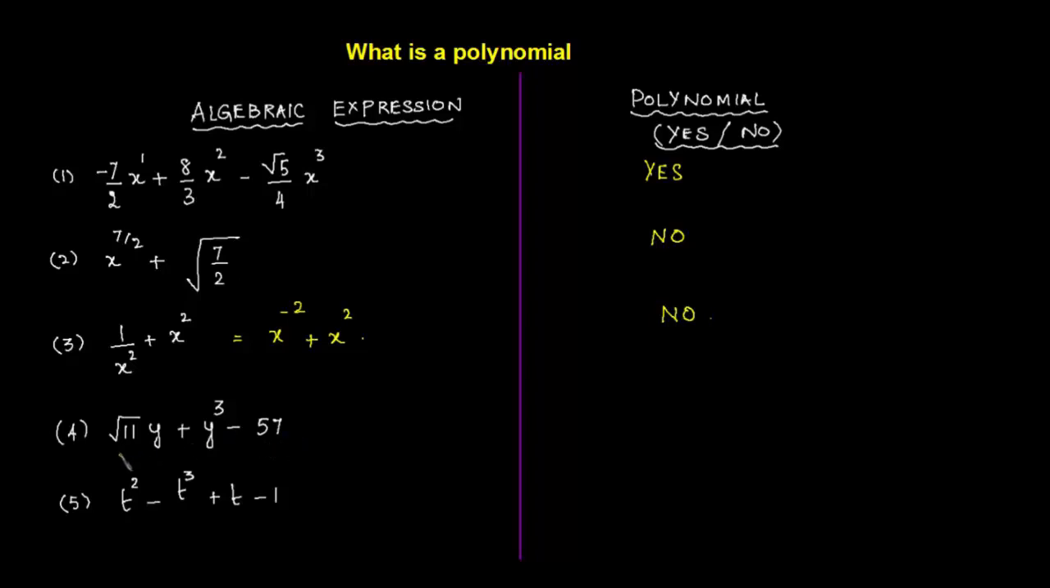Now look at this expression. It is root 11 into y plus y cube minus 57. The first term is root 11 multiplied by y and y has been raised to the power 1. Here the power of y is 3 and here you do not have the variable y at all. And you can see that the power to which y has been raised is all whole numbers. Therefore, this expression is a polynomial.